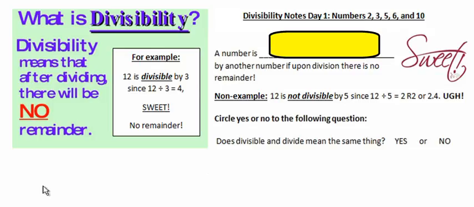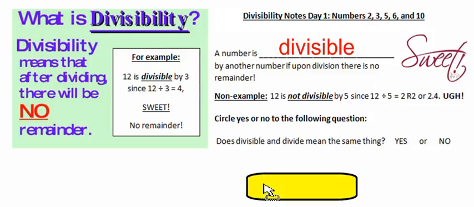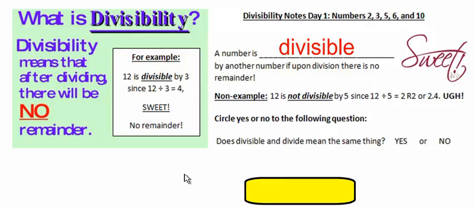So what is divisibility? A number is divisible, and write that word down in the blank, by another number if upon division there is no remainder. There is no number left over. I call it pretty division. So 12 is divisible by 3, since 12 divided by 3 equals 4. It's not 4 and then a number left over, like remainder 2 or remainder 3.